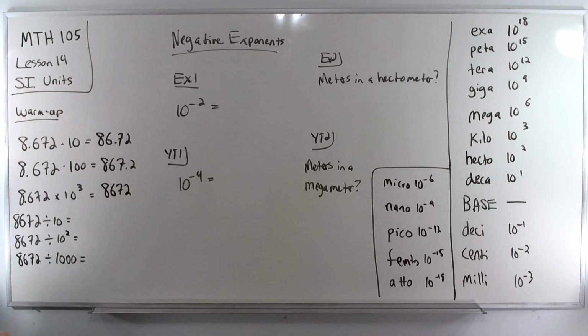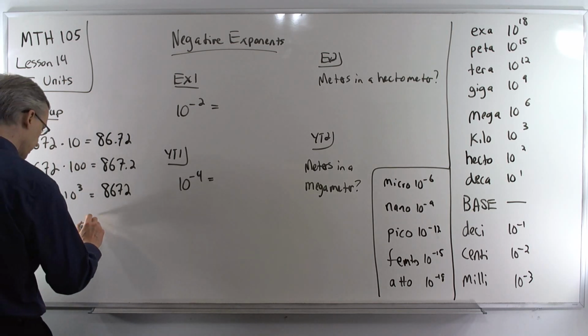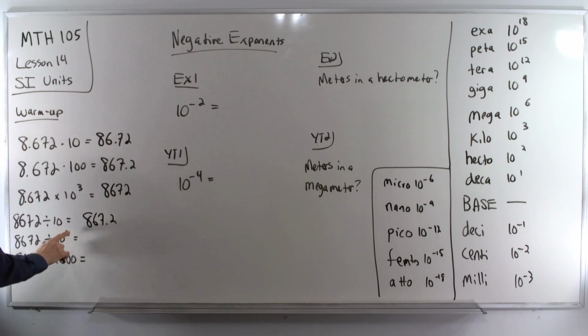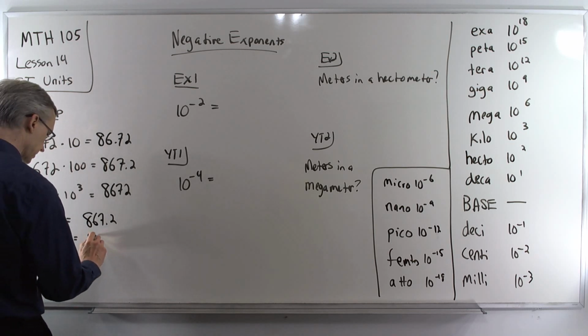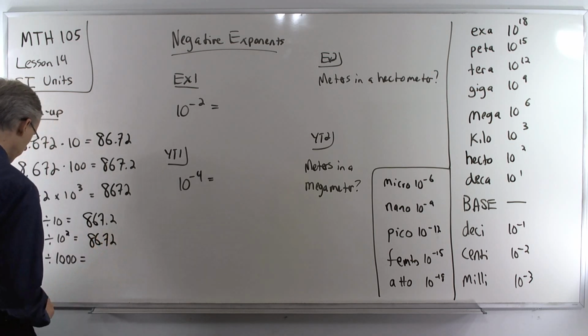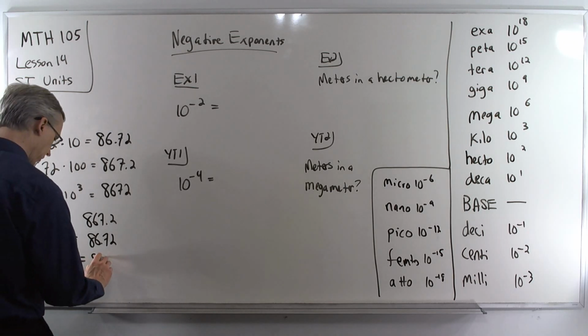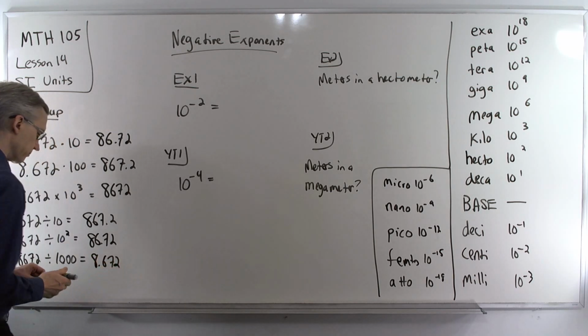Alright, now we're going in the other direction. Dividing by 10, we're going to move the decimal point, starting just to the right of the 2, one place to the left, one for each zero. So that's 867.2. And divided by 10 squared, that's 100, so we'll move it 2 to the left to get 86.72. And finally, divided by 1,000, we'll move it 3 to the left to get 8.672.